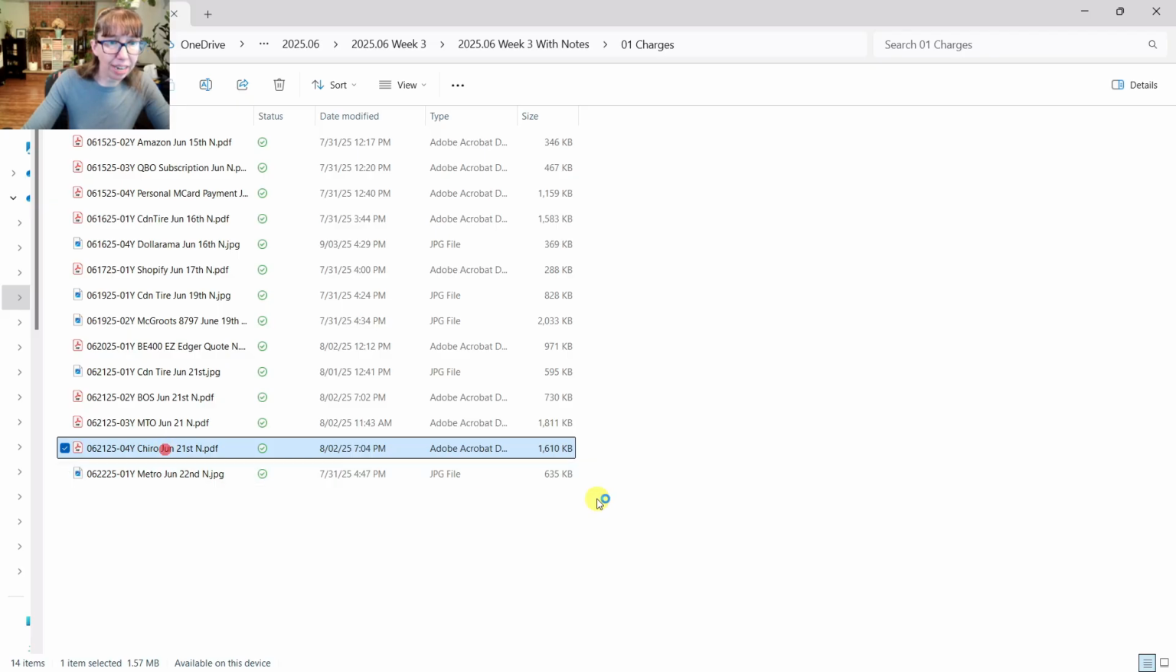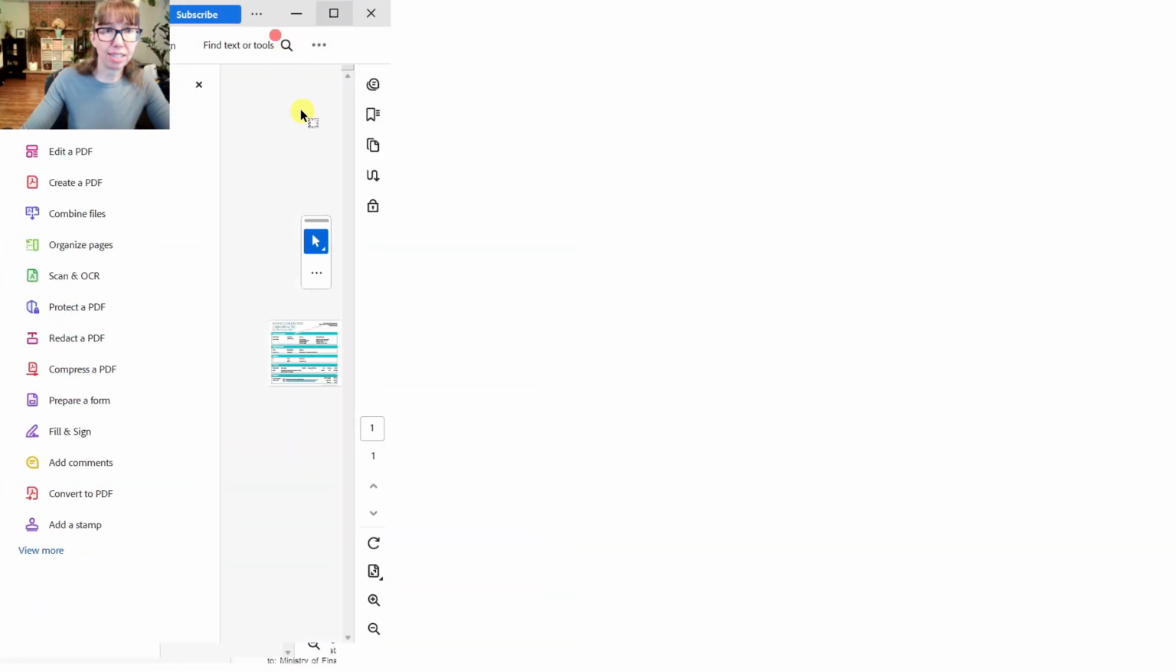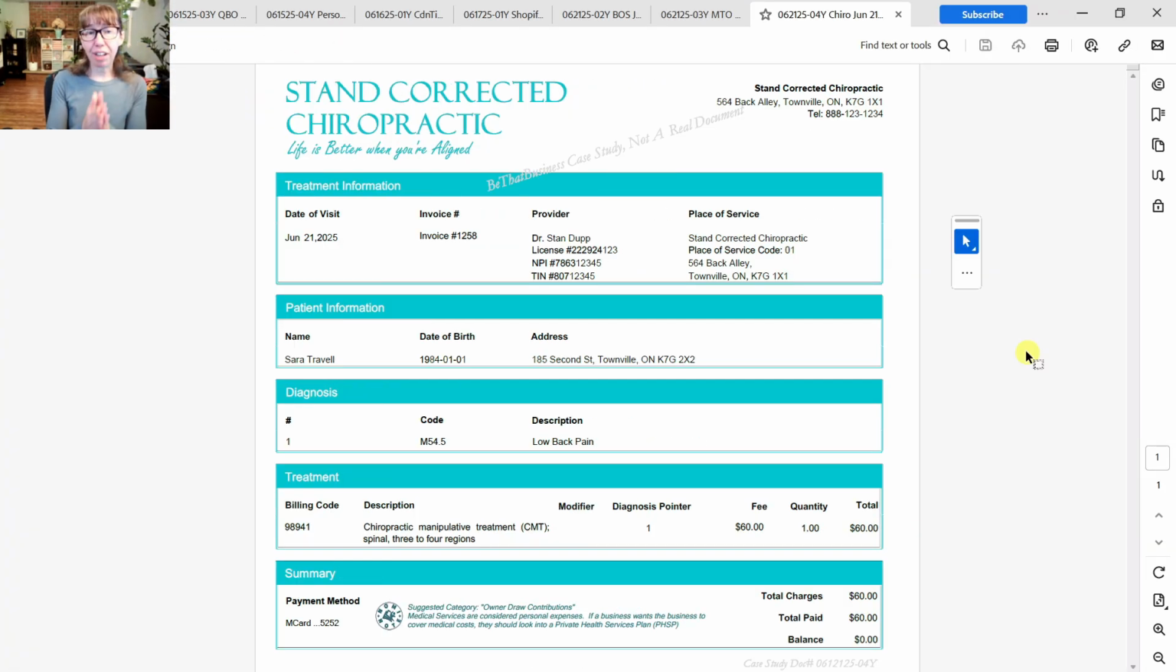Next, we have a chiropractor receipt. Let's take a look. So here we have a chiropractic receipt. We can see that it was paid by the business credit card and that it was for Sarah for lower back pain. Now, if she's been doing a lot of kneeling for her garden installations, she might say my back pain is business related and therefore I can claim my chiropractic expense as a business expense. But this is not true.